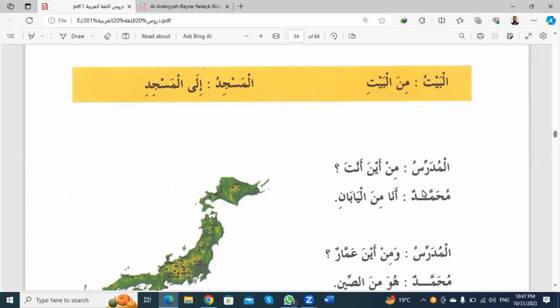This is a dialogue between the teacher and his student Muhammad. So the teacher says, min aina anta. From where are you? Very good. Where are you from? Muhammad says, ana minal Yaban. I'm from Japan. Arabic people say Yaban for Japan. Yaban, with b in the middle. Correct.